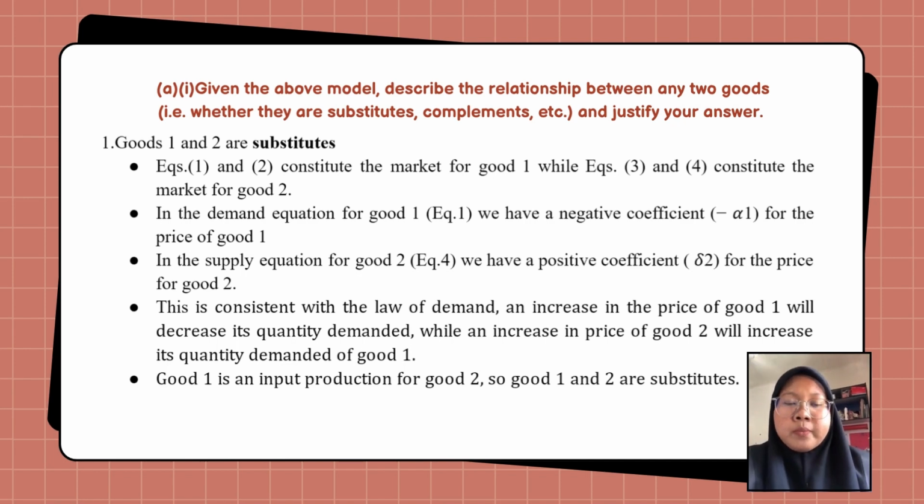This is consistent with the law of demand, which is an increase in the price of good 1 will decrease the quantity demanded, while an increase in the price for good 2 will increase the quantity demanded for good 1. So we can conclude that good 1 is an input production for good 2. So good 1 and good 2 are substitute.